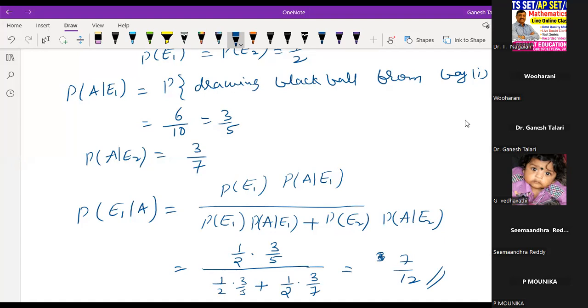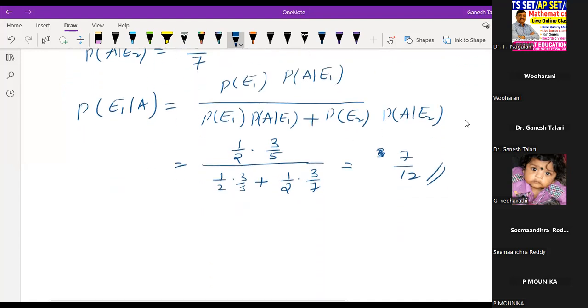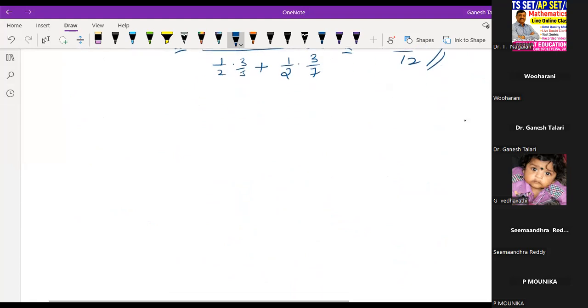Now I'll give a question from the CSIR examination. Similar question only. You can answer easily. Let me check how many people will write the correct answer. This question is from December 2019 CSIR.